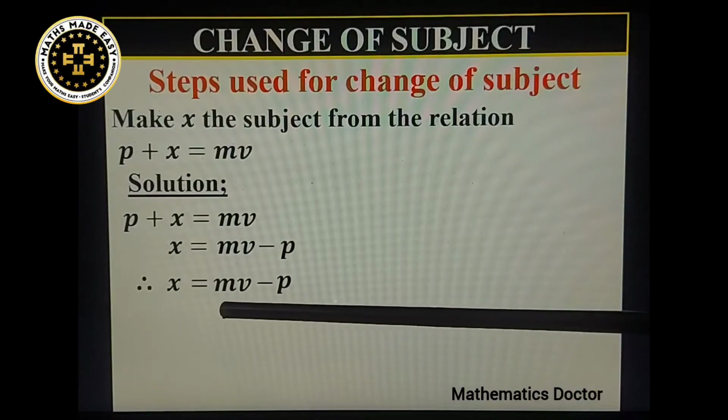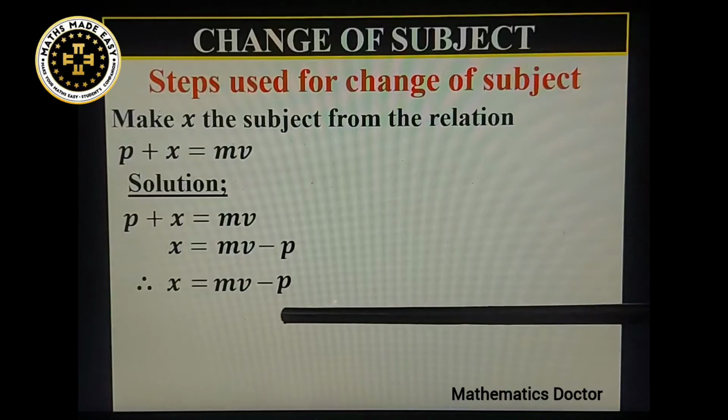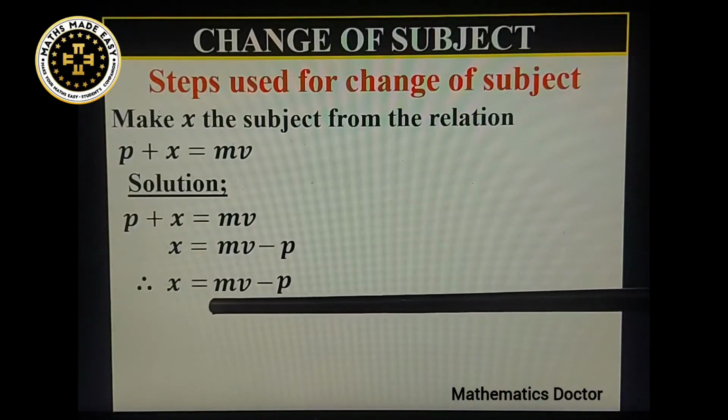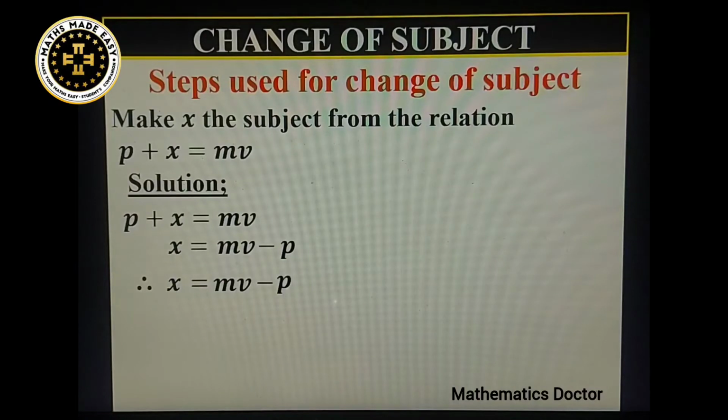Please take note that MV is a different variable from P. And that is why we cannot subtract them, because they are not like terms. The terms are not having the same variable. So it will be very odd to subtract them. So please take note of that. Let us take another question.